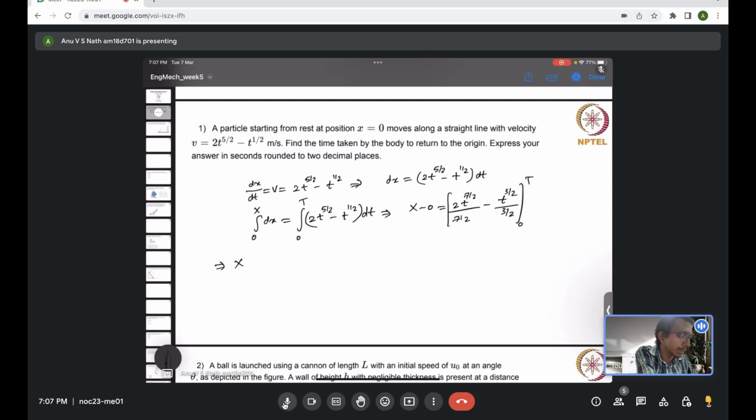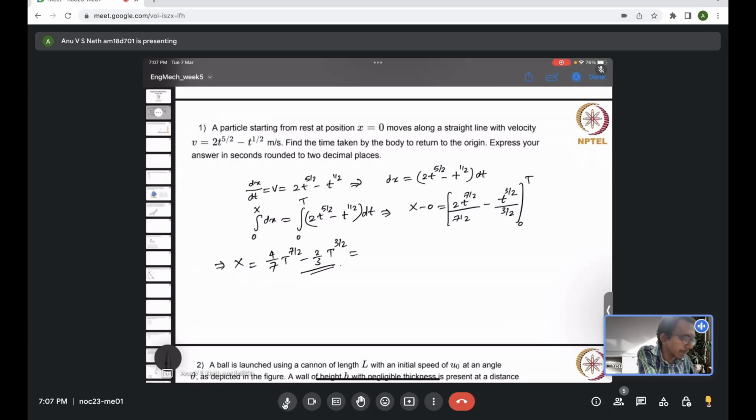So again applying the limits, you will get x equal to 4 by 7 t raised to 7 by 2 minus 2 by 3 t raised to 3 by 2. So this is the location of the particle at any instant capital T. This you can simplify a little bit, taking t raised to 3 by 2 common outside. So it will be 4 by 7 t square minus 2 by 3.